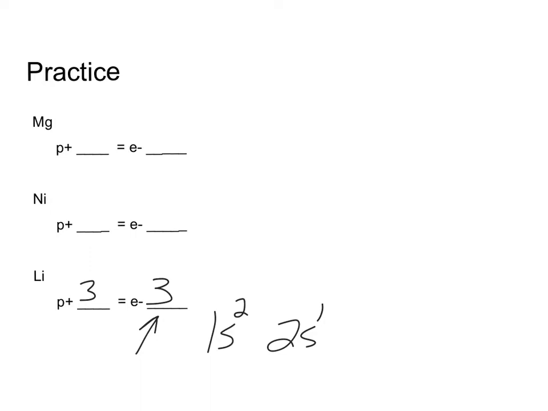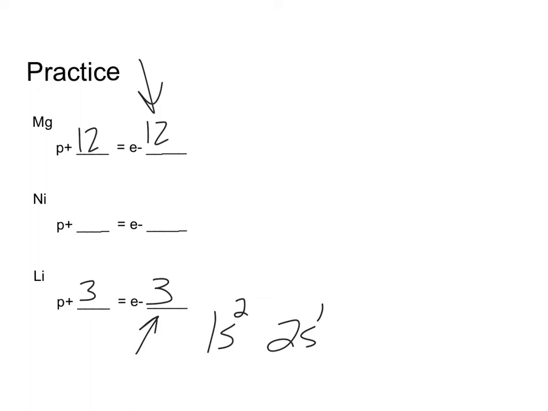Let's look at a slightly bigger one. Let's look at magnesium. Magnesium has 12 protons, so 12 electrons, which means my superscripts have to add up to 12. Here's where you can get a little bit faster with it. If you can identify what energy level and block your element is in, it's going to speed up this process. When you look at the periodic table, go ahead and see if you can find magnesium, number 12. It's in energy level 3, and it's in the s block.